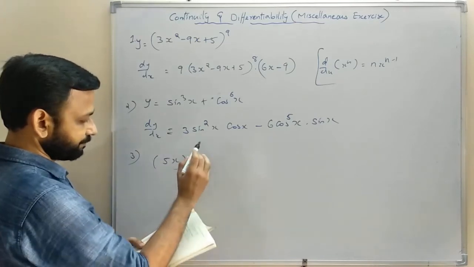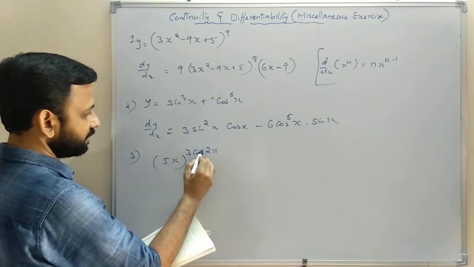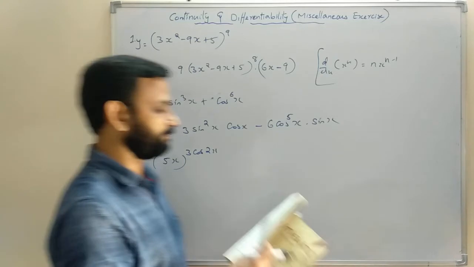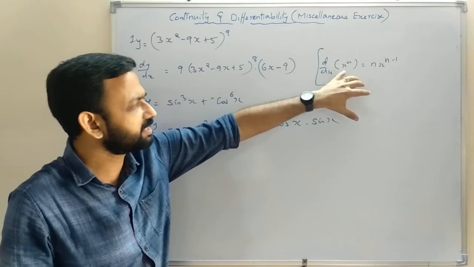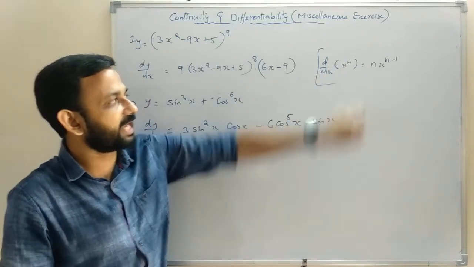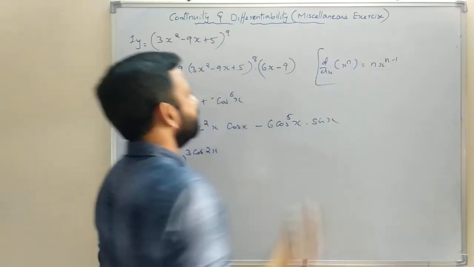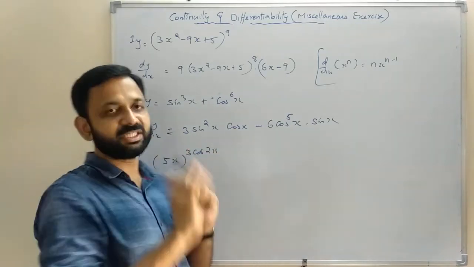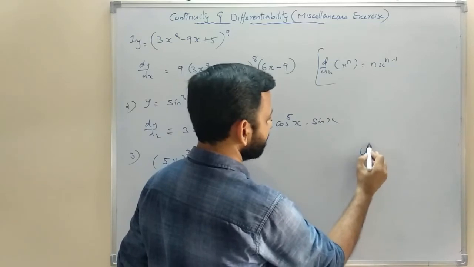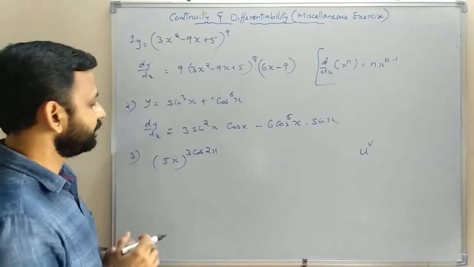5x raised to the power 3 cos 2x. So here we cannot apply this formula. In this formula, the base is a function in x and the exponent is a real number. But here the base and the exponent, both of them are functions in x. So this is in the form of u raised to the power v, where u and v are functions in x. So we have to differentiate this one by the logarithmic method.